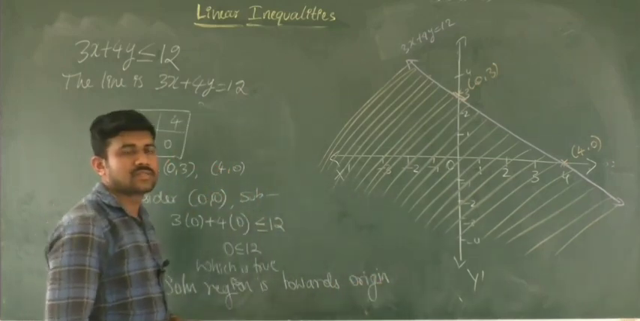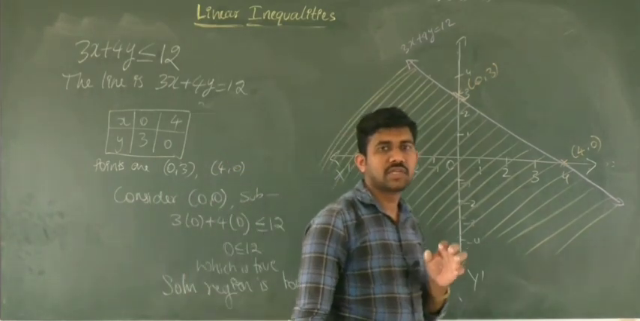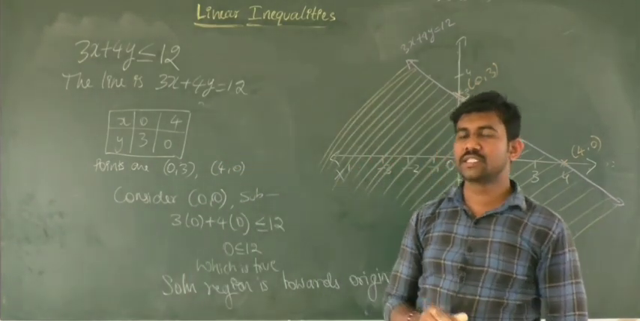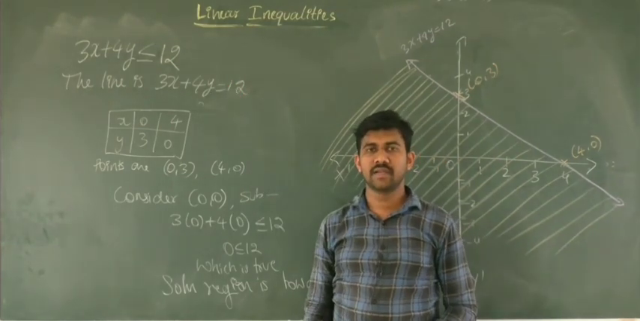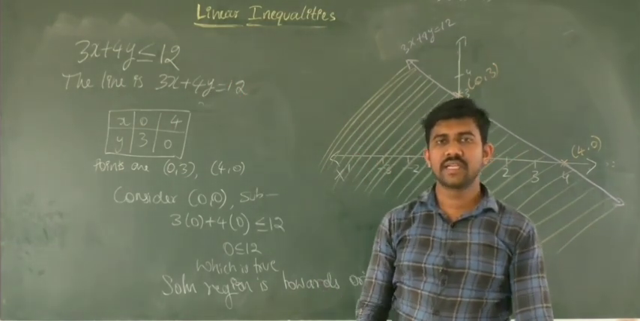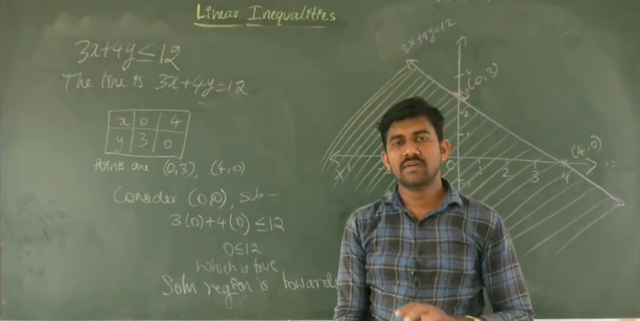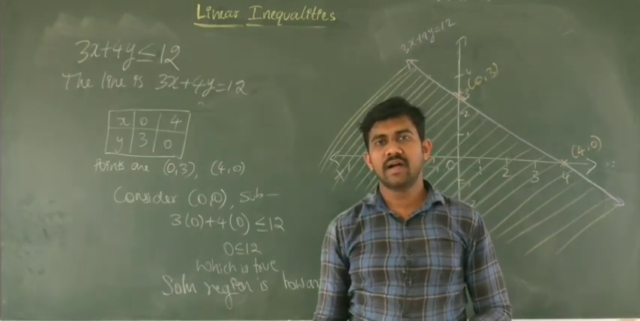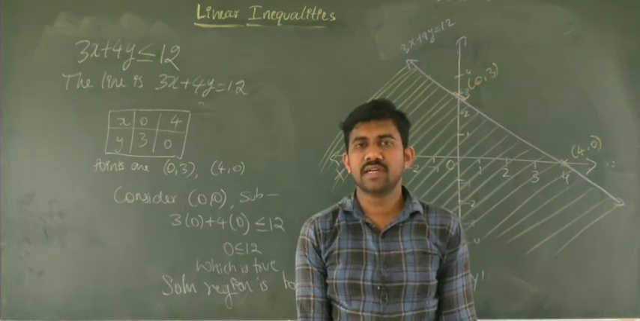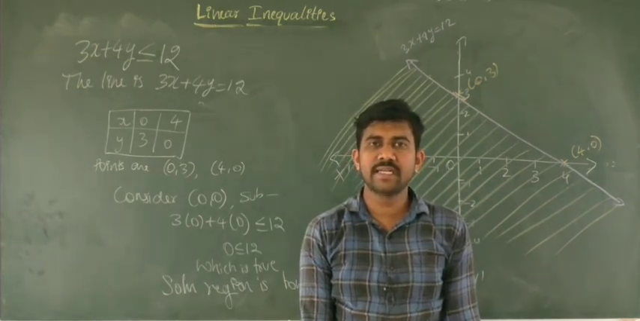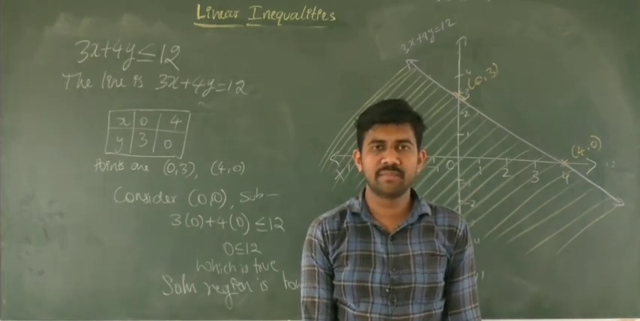I hope you understood how to find the solution region of a linear inequality in two variables graphically. In the next class we will solve a few more questions. We will find the graphs of those, and also move on to the system of linear inequalities of two variables. Thank you.